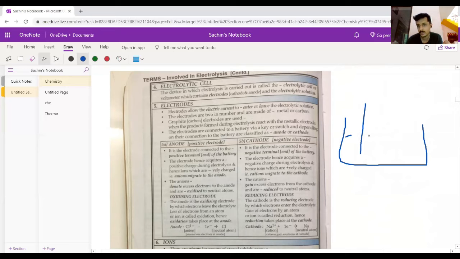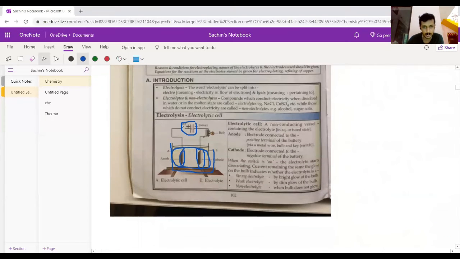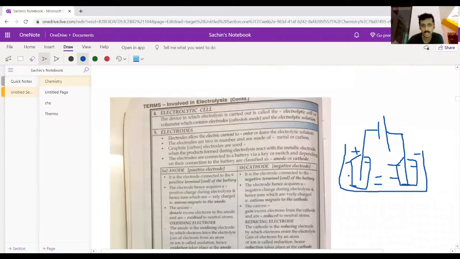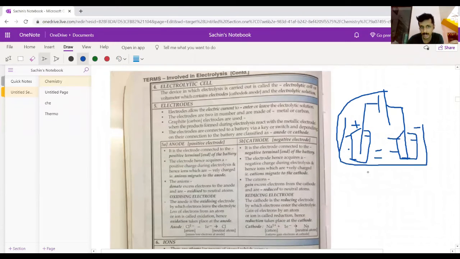We have a solution of electrolyte or molten electrolyte, and we have kept electrodes here. These may be one positive and one negative electrode, and a battery will be connected here. This image clearly shows a battery connected to a positive and a negative electrode. This is totally known as an electrolytic cell, and these are electrodes.